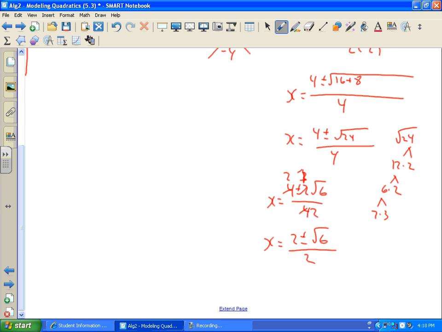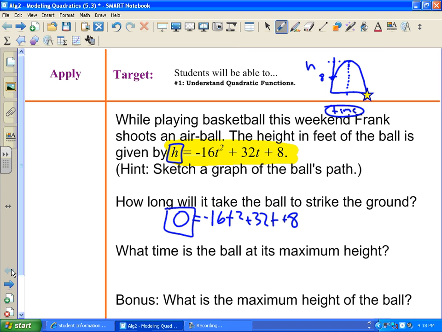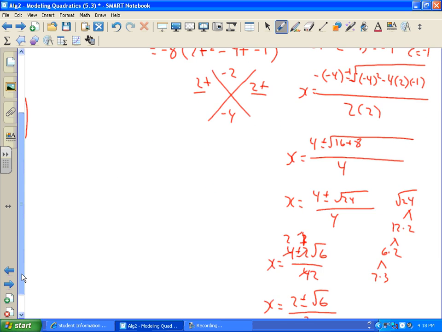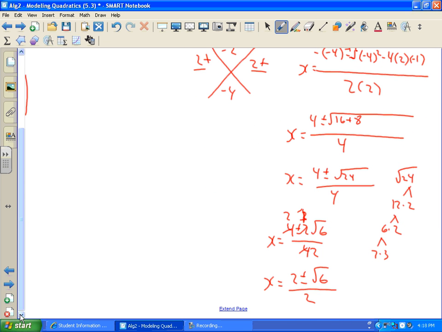That's quadratic formula. Good. I know how to do that, Mr. Wood. What were we doing in this problem again? Why were we doing this? Well, the reason that we're doing this is to figure out how long it takes the ball to hit the ground. I have 2 solutions on this problem. They are x equals 2 plus the square root of 6 divided by 2. The other one is x equals 2 minus the square root of 6 divided by 2.